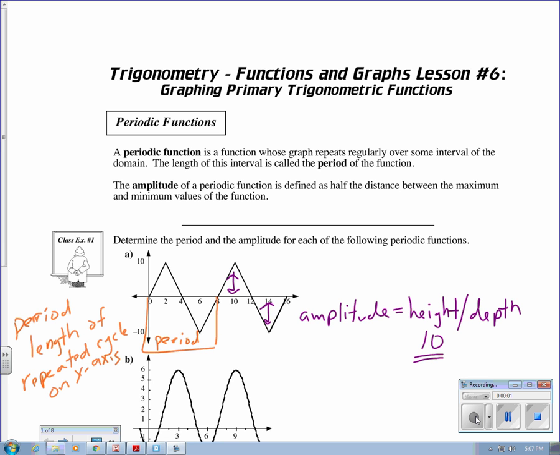So this is lesson 6. It's something we need to do today, and you need to get this done before I see you on Wednesday. It's graphing trigonometric functions, specifically graphing sine, cos, and tangent.